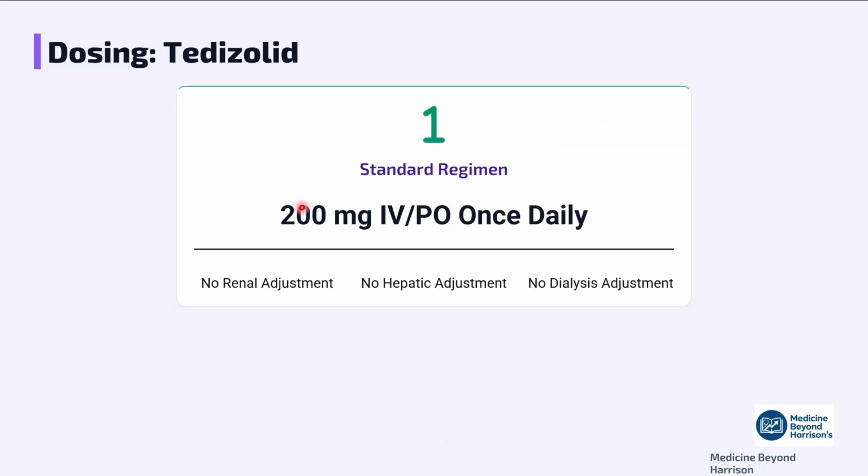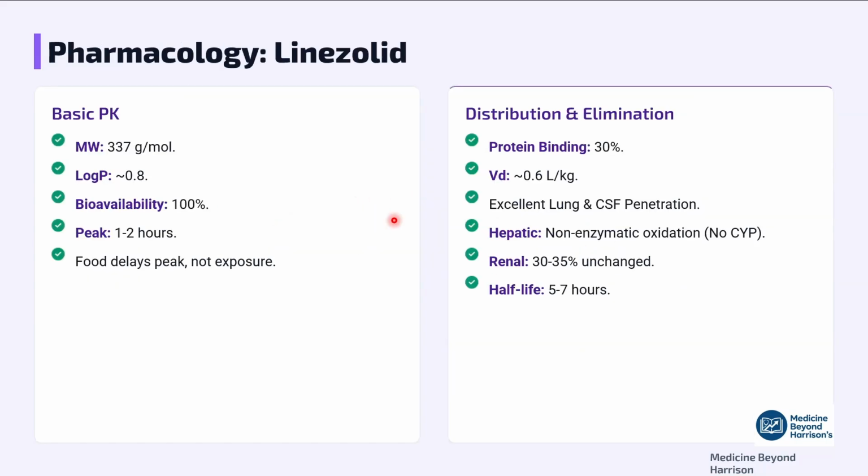For tedizolid, the standard regimen is 200 milligrams once daily. No renal adjustment, no hepatic adjustment, no dialysis adjustment. Pharmacologically, linezolid has a molecular weight of 337 grams per mole, with peak levels reached in 1 to 2 hours. It has 100% bioavailability. It is 30% protein bound with a comparatively low volume of distribution and excellent lung and CSF penetration.